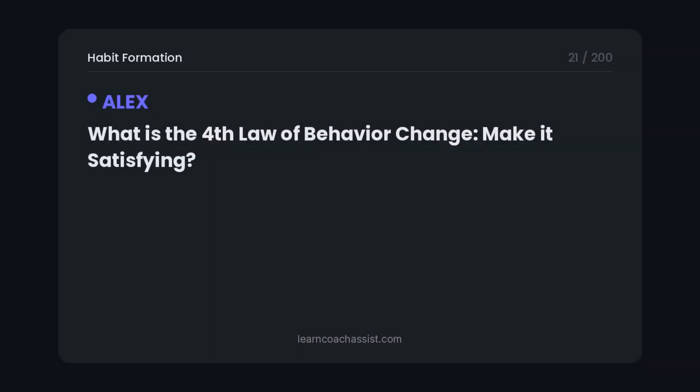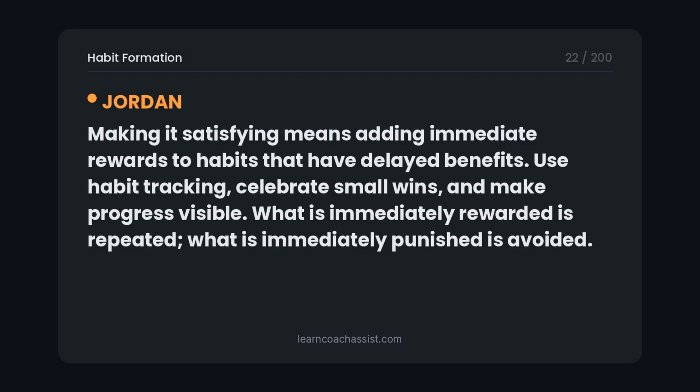What is the fourth law of behavior change? Make it satisfying. Making it satisfying means adding immediate rewards to habits that have delayed benefits. Use habit tracking, celebrate small wins, and make progress visible. What is immediately rewarded is repeated; what is immediately punished is avoided.